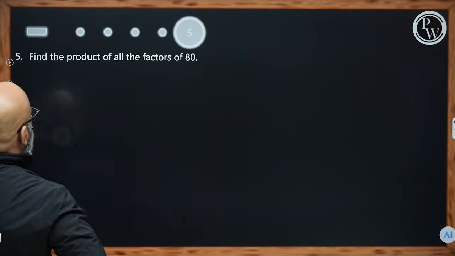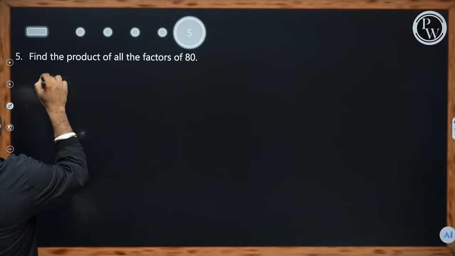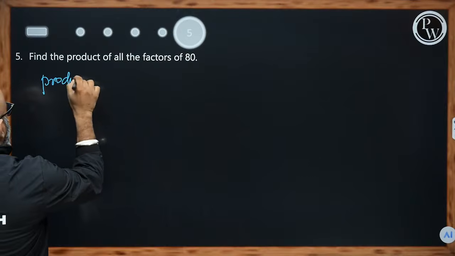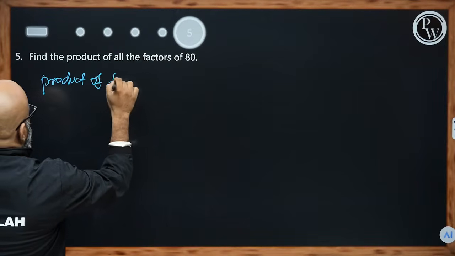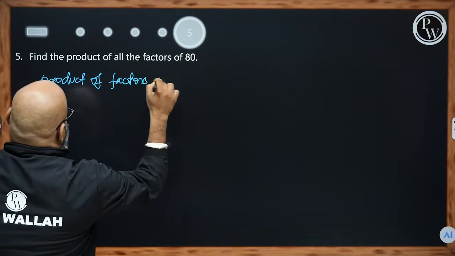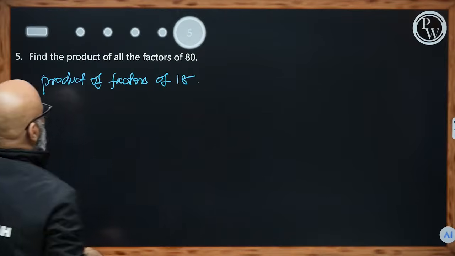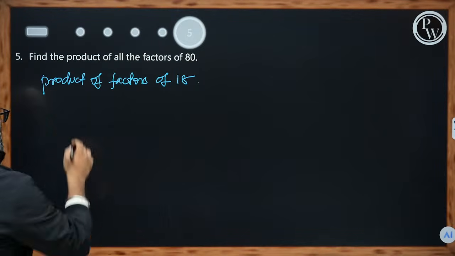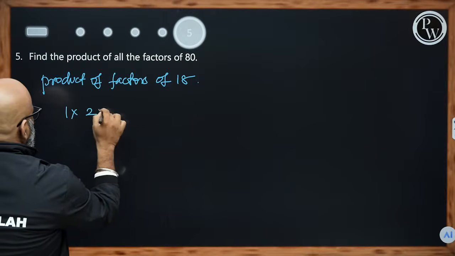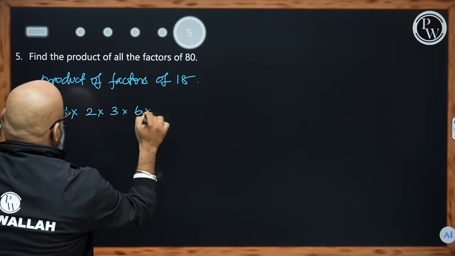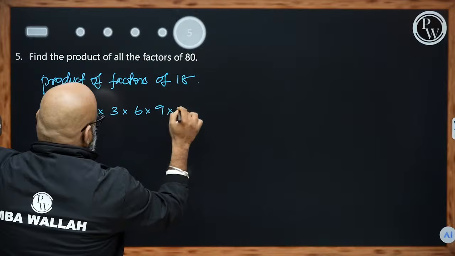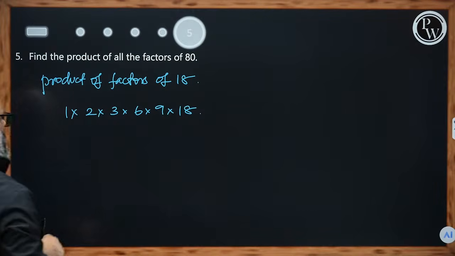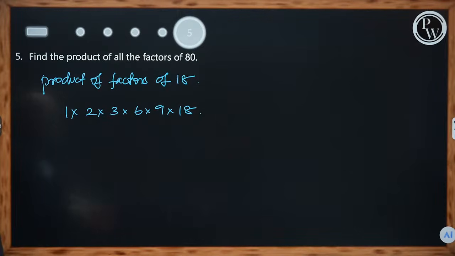Let's do 18. So, product of factors of 18. What are the factors of 18? 1, 2, 3, 6, 9, 18. Again, you will think, okay, let's also prime factorize every number and see where it takes us.